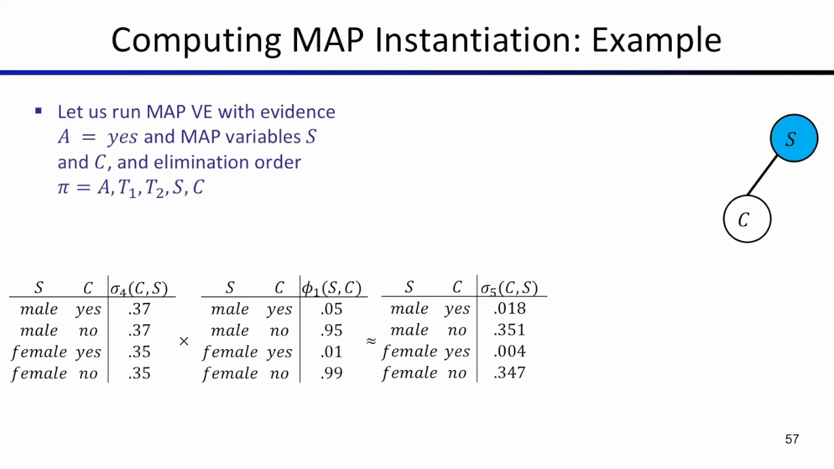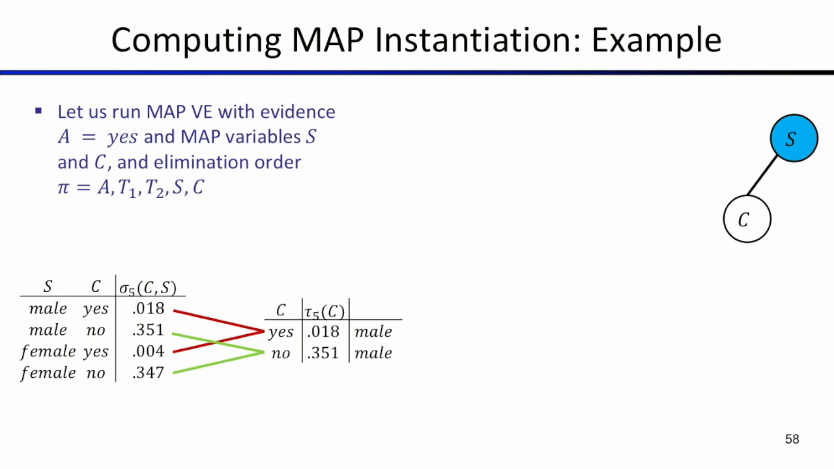And we have one more factor that mentions S, that is the phi 1. So we need to multiply this factor as well. So the sigma 4 we just created, multiplied by the phi 1, gives us this sigma 5 here, and now I'm in a position to eliminate the variable S, and we're going to do this by maximization. So now I'm going to eliminate the variable S by maximization.